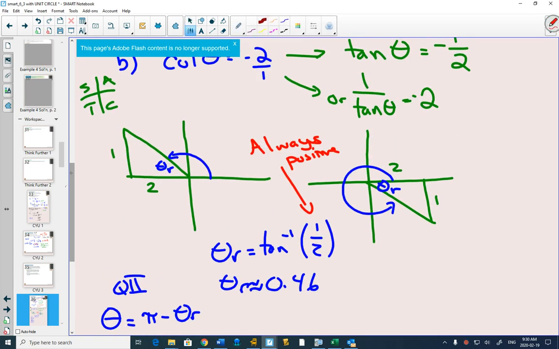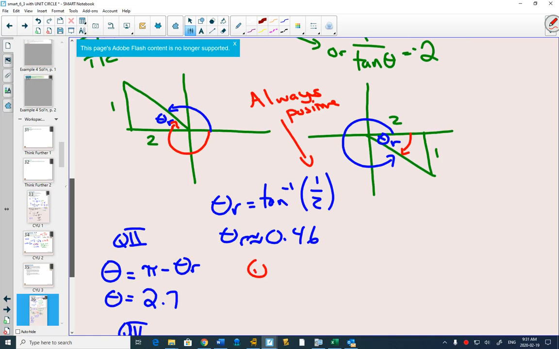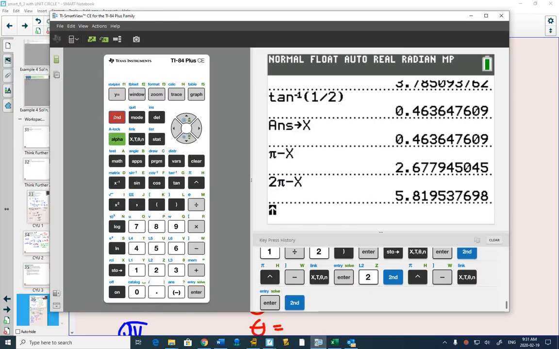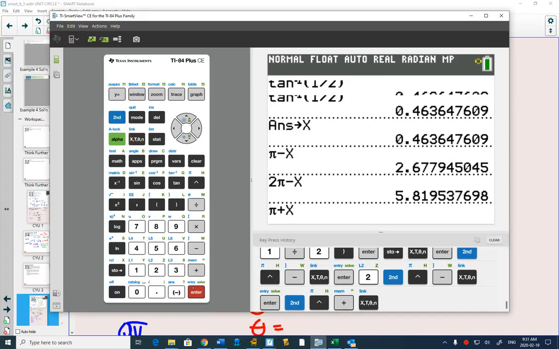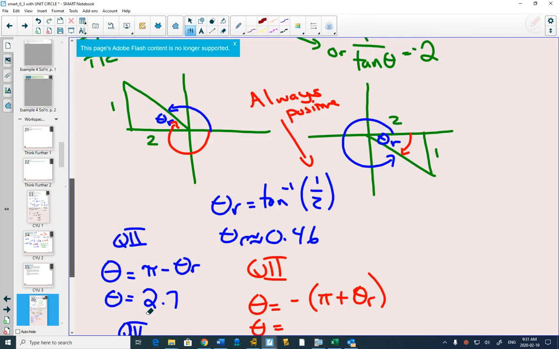We also would have a negative angle here and a negative angle here. So for our negative angles in quadrant 2, okay, in degrees I would think 180 plus my reference angle and make it negative. So in radians I would do pi plus my reference angle, and whatever answer I get, make it negative. Go to my calculator. Pi plus my reference angle, 3.6, make it negative. Negative 3.6.